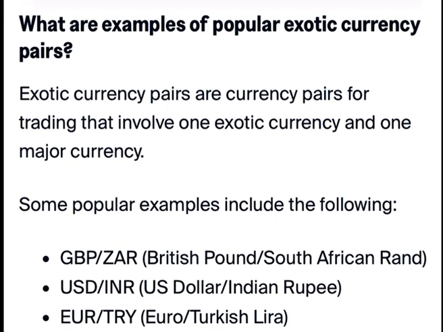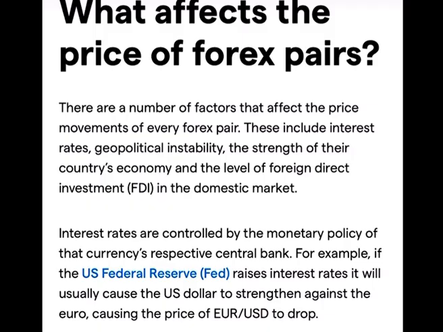So what are examples of popular exotic pairs? It's just me going over it again so you can have a glimpse and understanding of it, right? The popular examples are GBP/ZAR, that's British pounds and South African rand, and we have the Indian rupee, the Turkish lira.